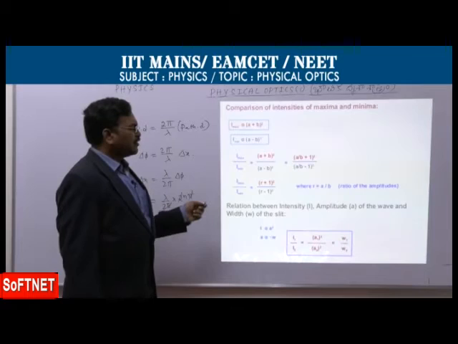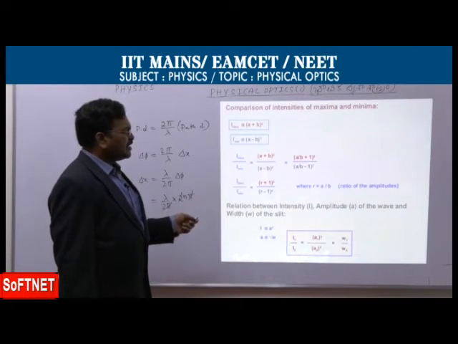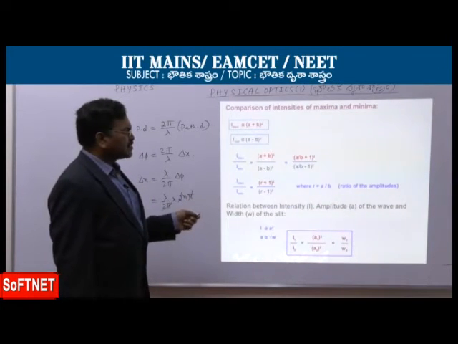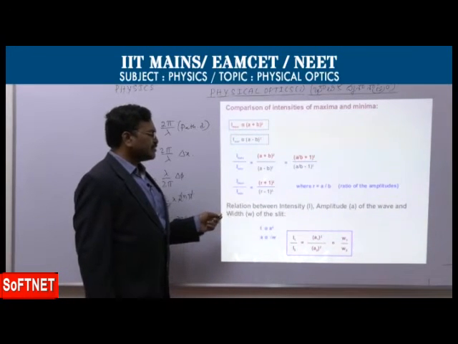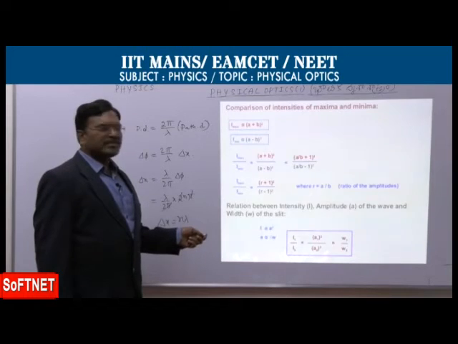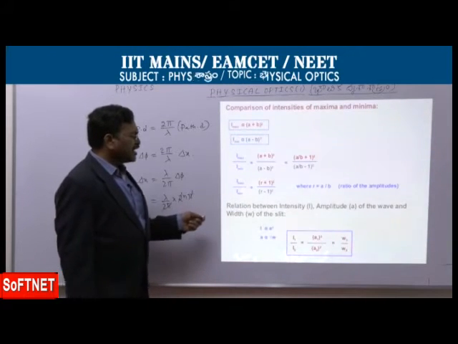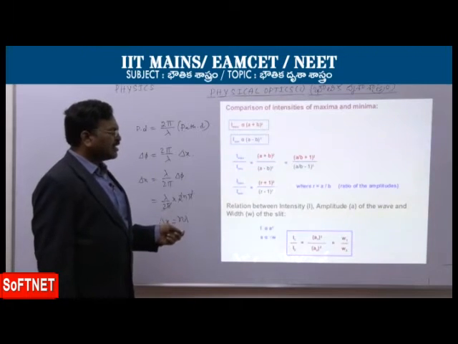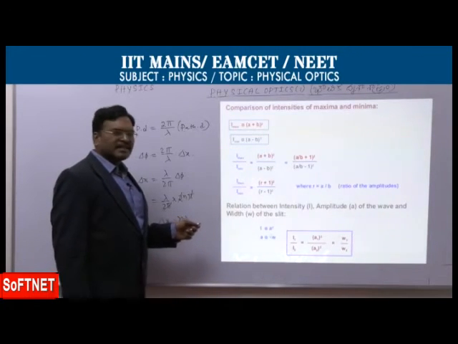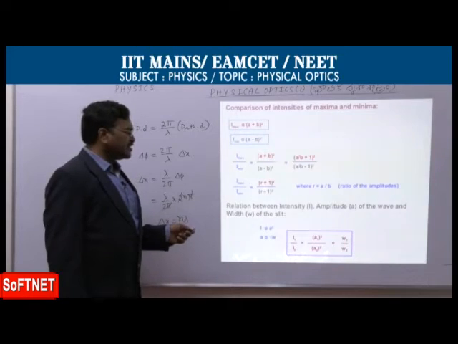So, what do we write now? Numerator and denominator divided by b square. So, what are we getting now? (a by b plus 1) whole square by (a by b minus 1) whole square. Now, the ratio of amplitudes we take as r. Now, I maximum by I minimum is how much? (r plus 1 by r minus 1) whole square. This is the ratio of maximum and minimum intensities.